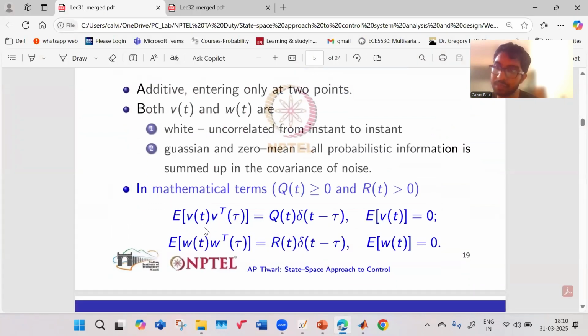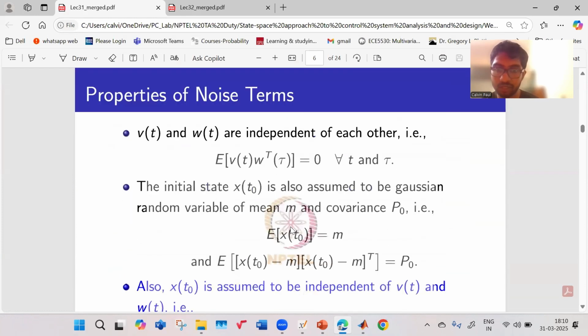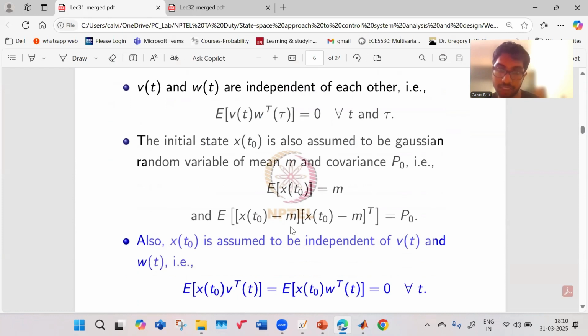Okay, so then there's a mathematical thing known as expectation. The expectation of Vt is zero, and the expectation of Vt into Vt transpose is Qt delta(t minus tau). We will see how you look at it. And it is assumed that the noise at the input and the noise at the output are independent of each other. That is, they are not correlated.